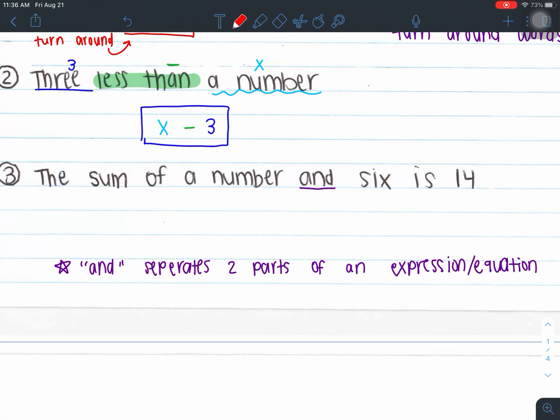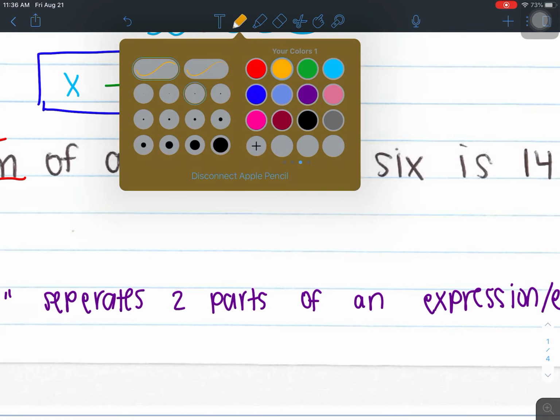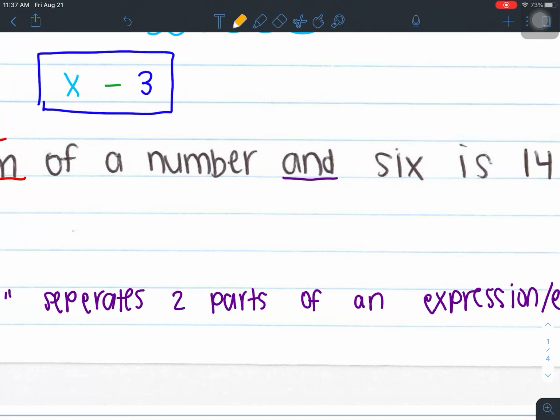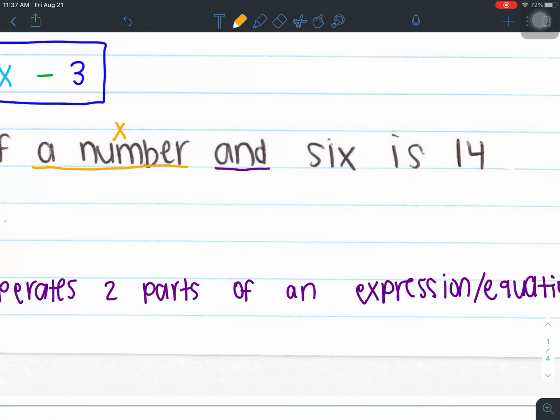So let's talk about the first keyword that I see. The first thing I see when I read this sentence is the word sum, and sum means to me addition. Then the next thing I see is a number, and I don't know what that number is, so I'm going to call it x. Then I see the word and, so it's separating x and something else, and the thing that it's separating is that number 6. And then I see is 14. What does is mean? Well, if I say 5 minus 2 is 3, is means equals. So remember that the is part means equals.